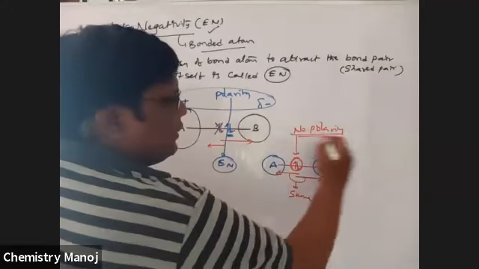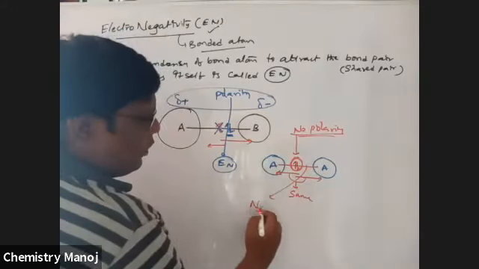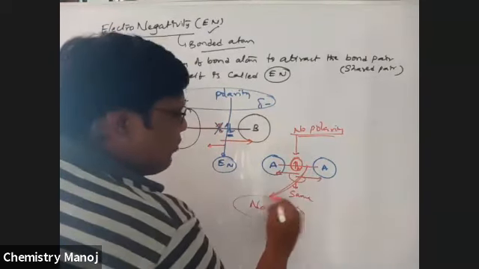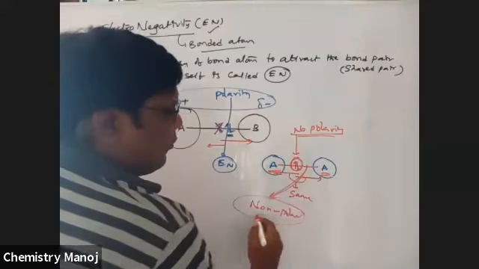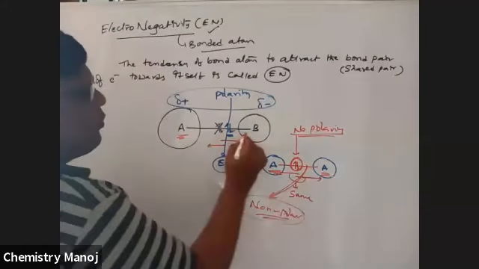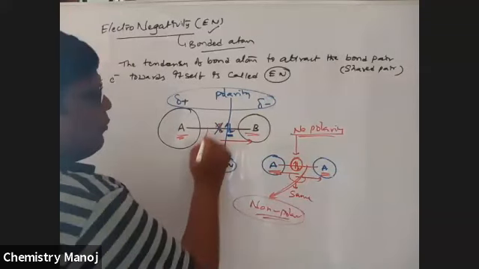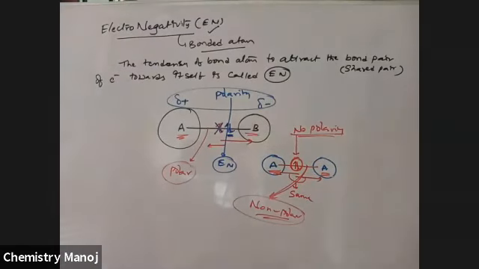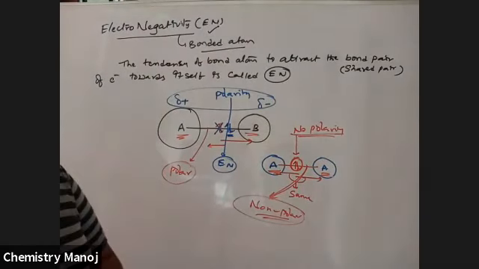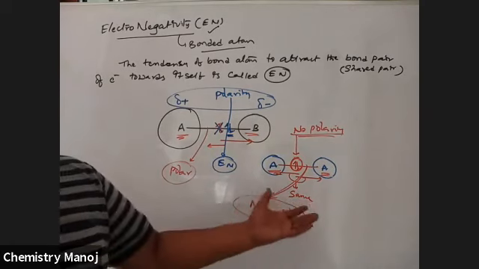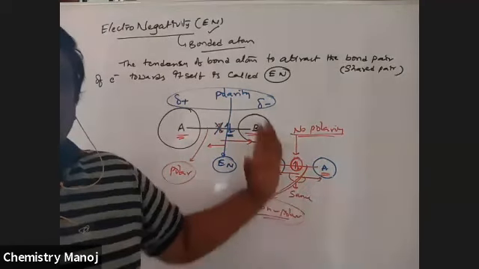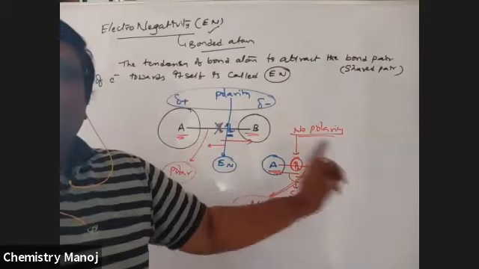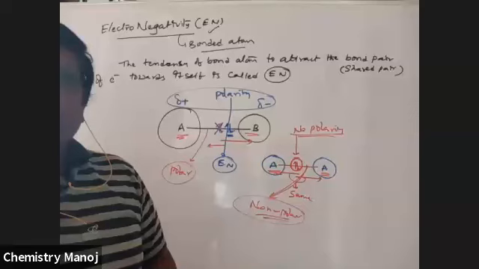No polarity. That bond is called a non-polar bond. That means a covalent bond formed between two similar atoms is non-polar. If it is formed between two dissimilar atoms, the bond is called a polar bond, polar covalent. The polarity is due to difference in the electronegativity. Both the atoms have the same electronegativity, so there is no difference. Automatically, the bond pair is exactly in the middle. No one gets positive charge, no one gets negative charge. That is a non-polar case.